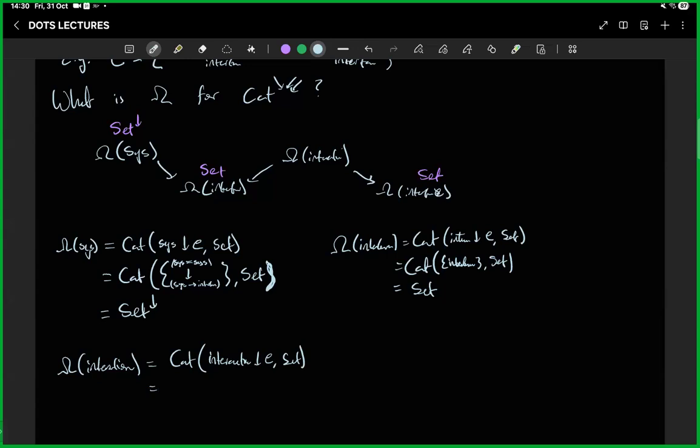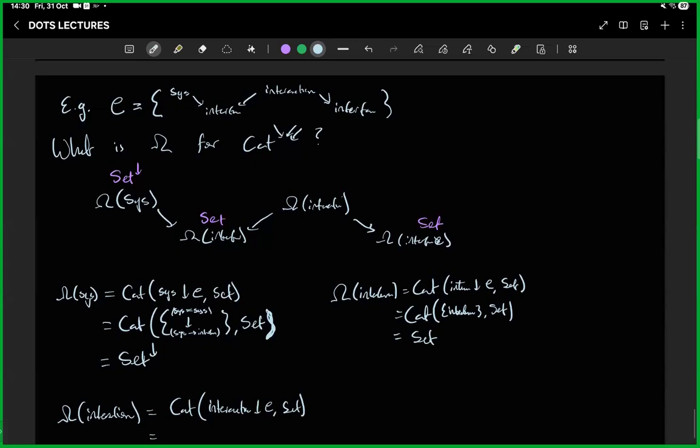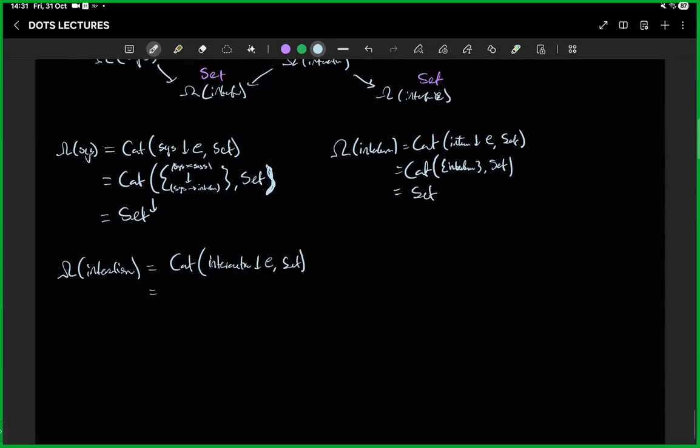Again, it's defined by the formula, and then we compute. What is the slice of interaction over C? Well, there's two maps out of interaction other than the identity, right? So we have interaction equals interaction. We have interaction to interface. This is the source, and the interaction to interface equals the target.